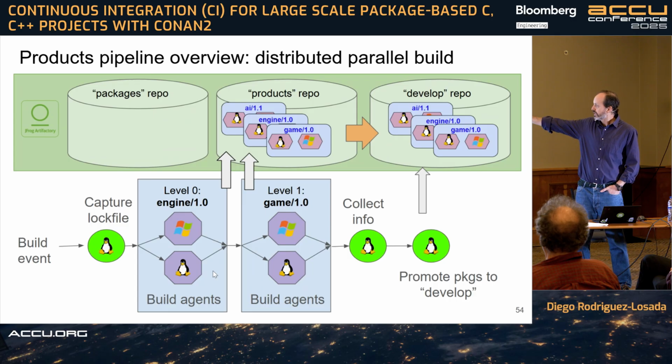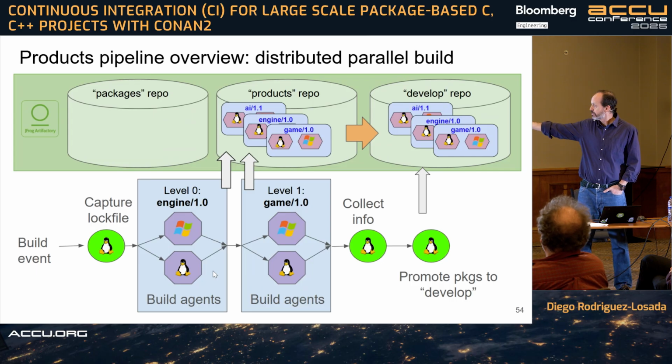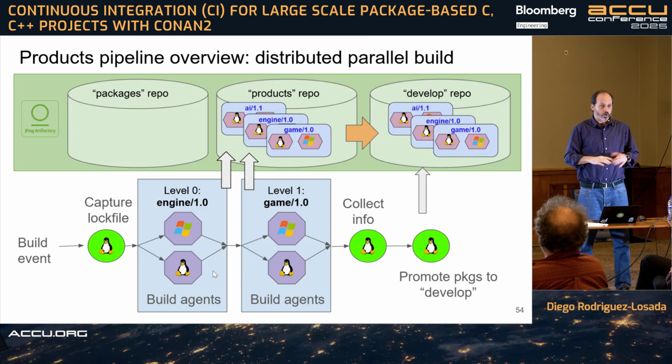The moment we do that, we are making available AI 1.1 to all developers in my organization and CI jobs. But they are fine because we already tested that the AI 1.1 works fine with engine and game. And we also build new binaries. So if a developer is checking out game, they will do a Conan install and they will get the new binaries for engine and AI 1.1. And everything will work because we have already done it in CI.